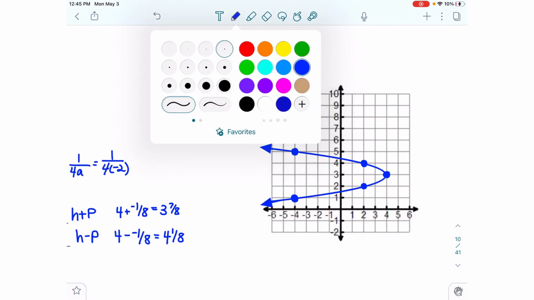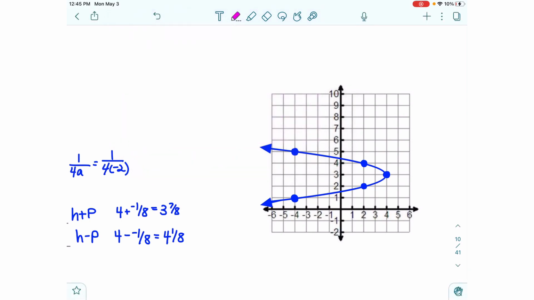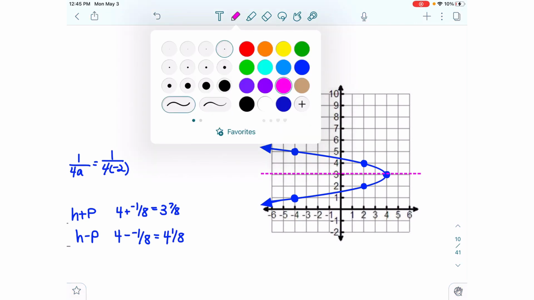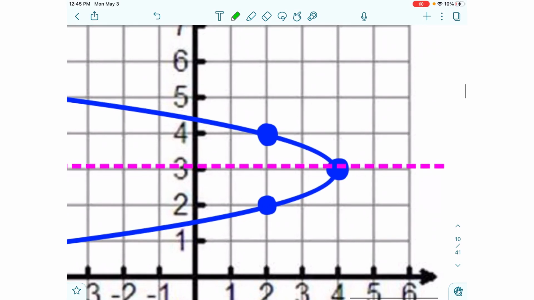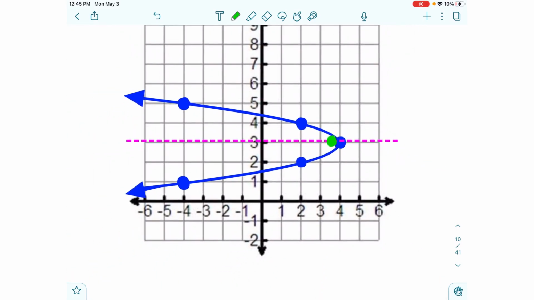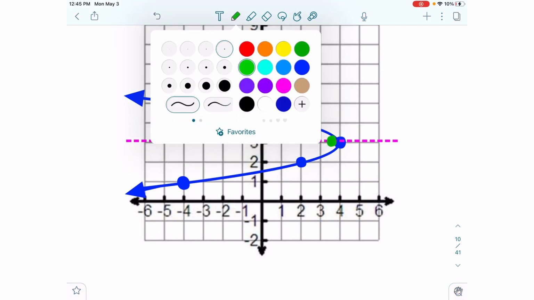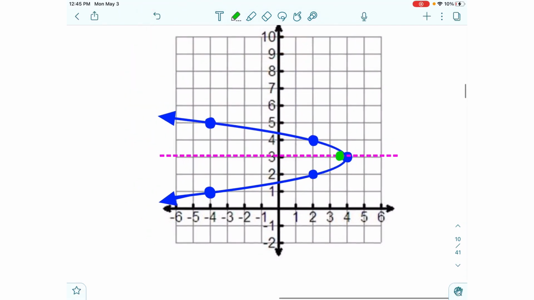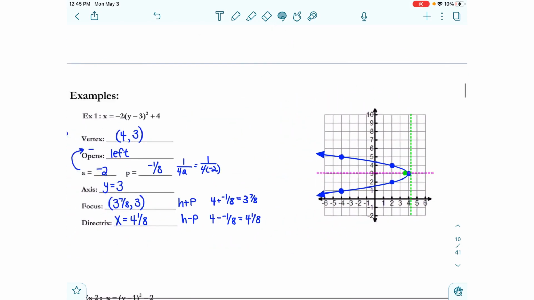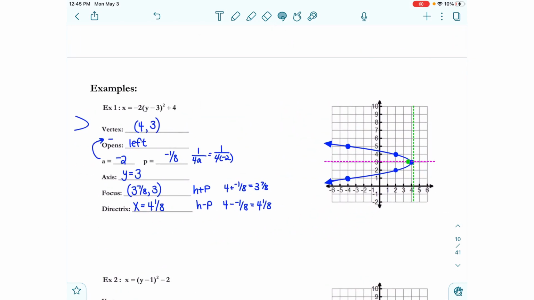Now, the axis of symmetry is going to go side to side. So y equals 3 was the equation. And my focus is at 3 7/8 on the x, that's right here. And the directrix is at 4 1/8, which is going to be a vertical line. Ooh, very close to 4, not right on there. So I'm going to move it back just a little. But that's it. So it's the same thing, just a lot of opposites happening.